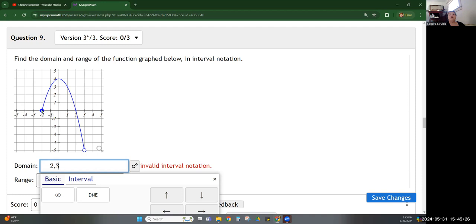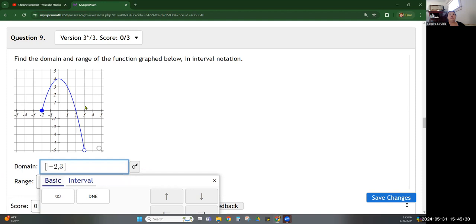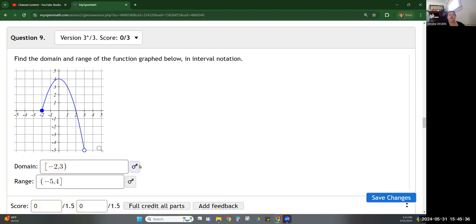Now, the -2 is included, so it gets a bracket, and the 3 is not, so it gets just a parenthesis. And that's all you needed for those. Okay.